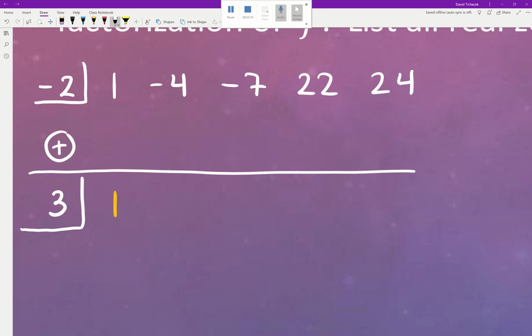So drop the 1, and then we're going to continue with that iterative process here. So -2 times 1 is -2, and then we add, and then we multiply, and then we add, and then we multiply, and then we add, and then we multiply, okay?